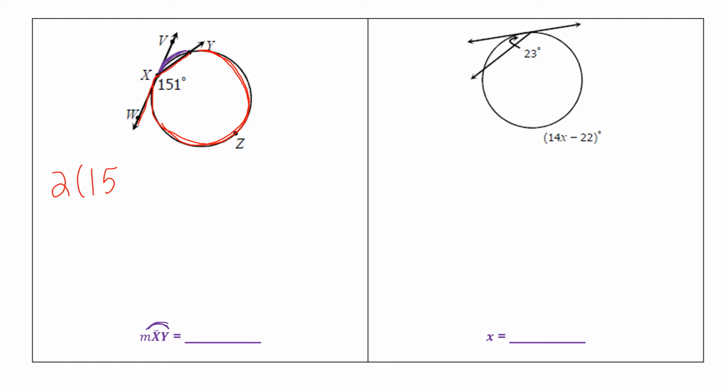So we could find that arc by doubling 151, because if the angle is half the arc, then the arc is double the angle. If we do that, that's going to give us 302. So that means that whole thing in red is 302 degrees. So to find the little part in purple, I can do 360 minus 302, which is going to give us 58 degrees.